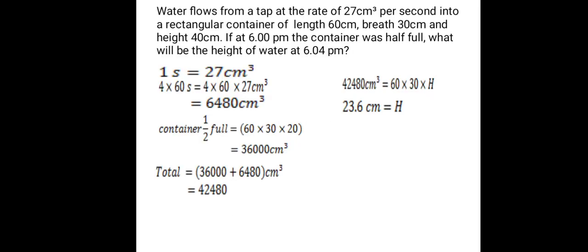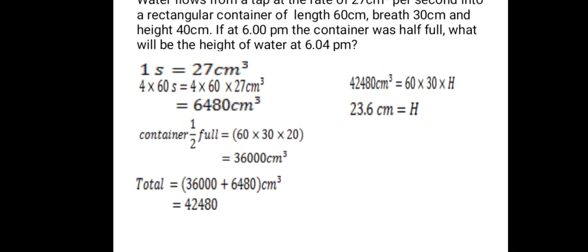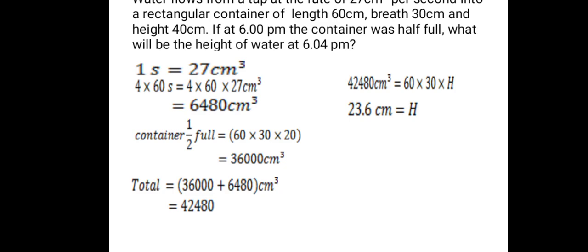Water flows from a tap at the rate of 27 cubic centimeter per second into a rectangular container of length 60 centimeter, breadth 30 centimeter, and height 40 centimeter. If at 6 p.m. the container was half full, what will be the height of water at 6:04 p.m.? Now, you can clearly see that within 1 second, the tank receives water of 27 cubic centimeter.